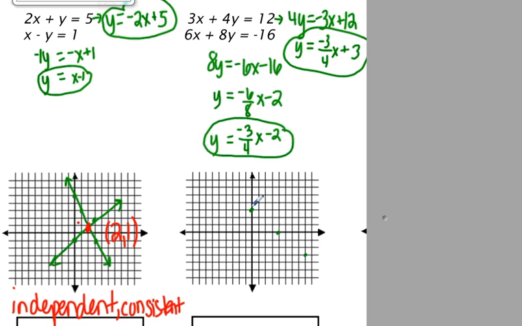I can also go in the opposite direction and move up 3 and to the left 4. So there's my first line. For my second equation, I've got negative 3 over 4x minus 2. So I'm going to start at my y-intercept, which is negative 2. And I'm going to do the same thing for my slope, down 3 and to the right 4.